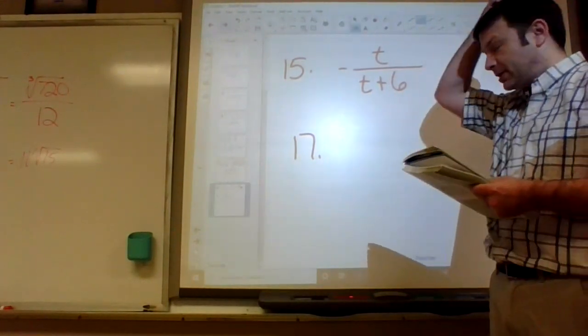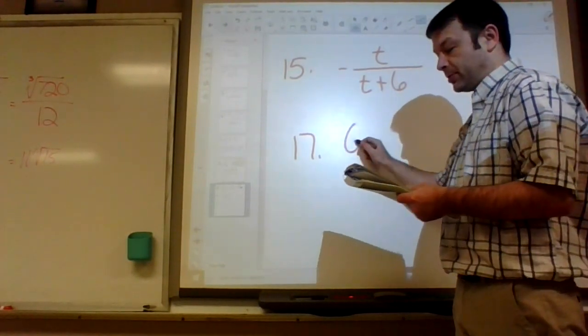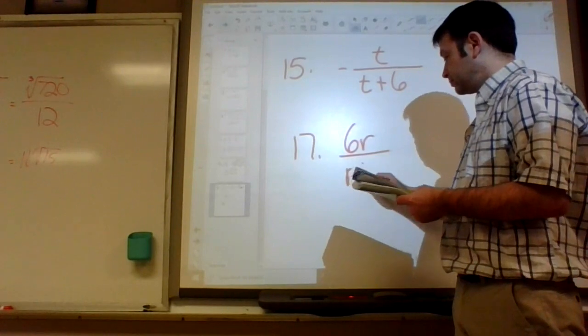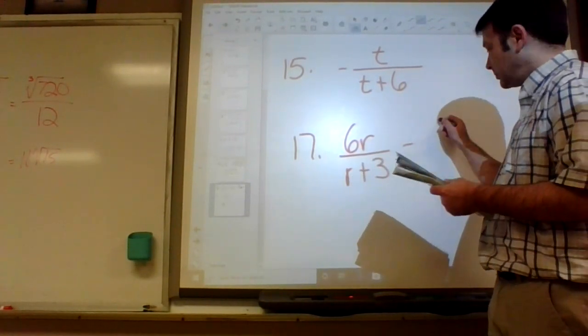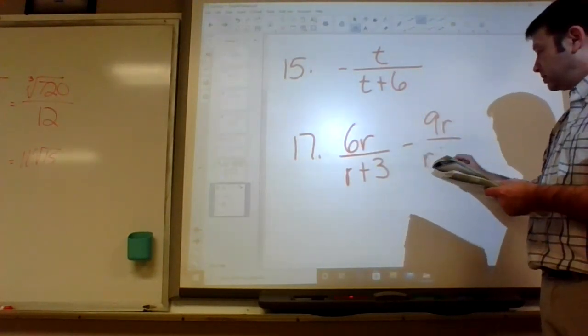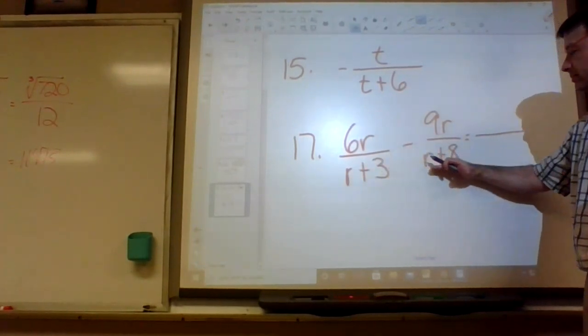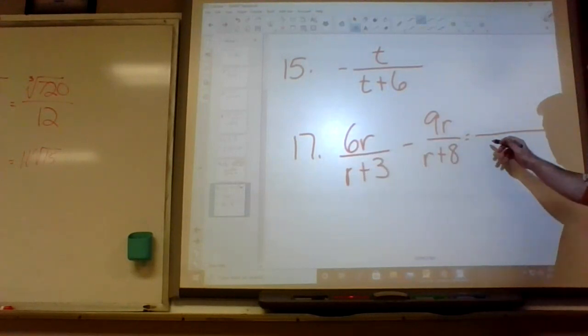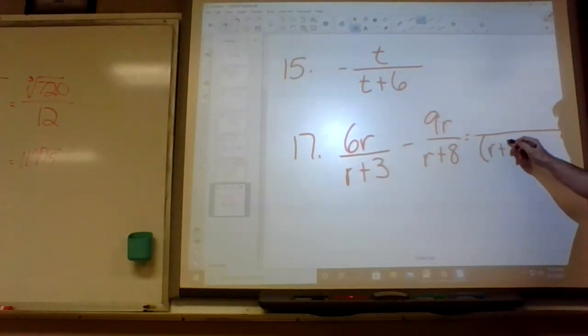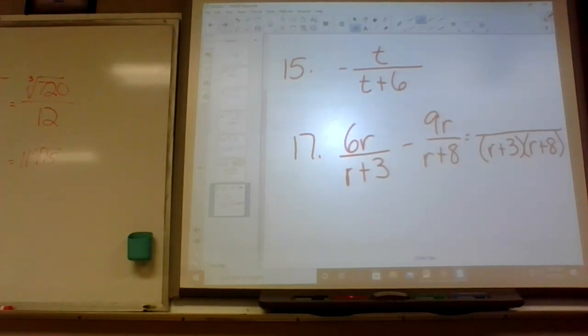Okay, on 17, what do r plus 3 and r plus 8 both go into? Well, they both go into whatever r plus 3 times r plus 8 is. If they don't have anything in common, there's nothing that would simplify there. The common denominator is just going to be r plus 3 times r plus 8. We're not going to figure that out, we're just going to leave it like that, we're not going to FOIL.